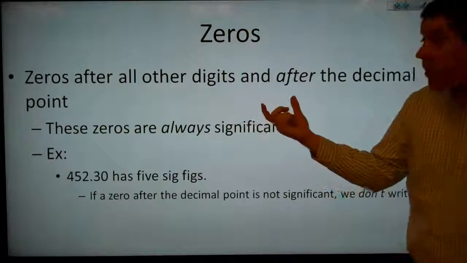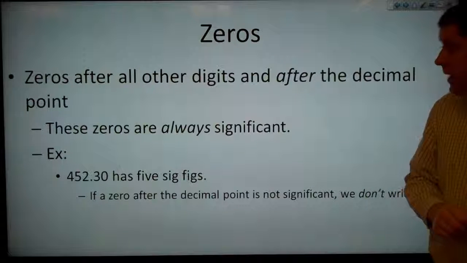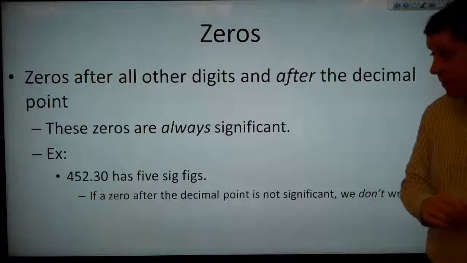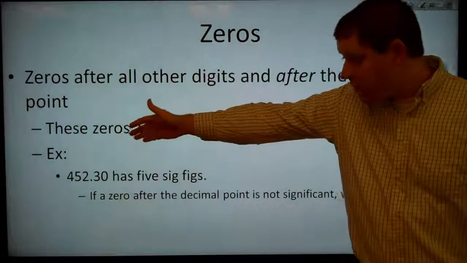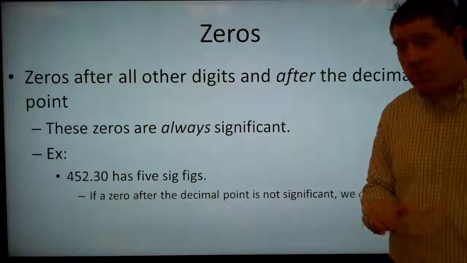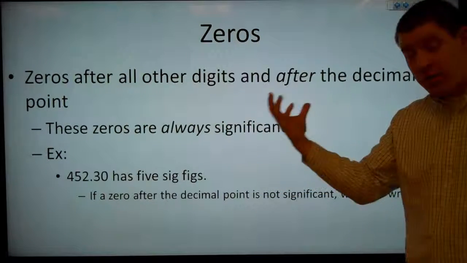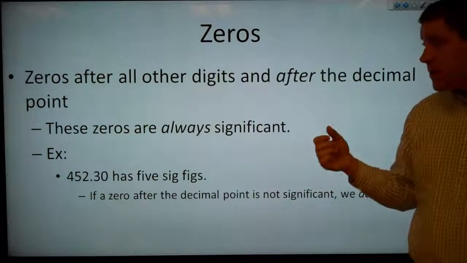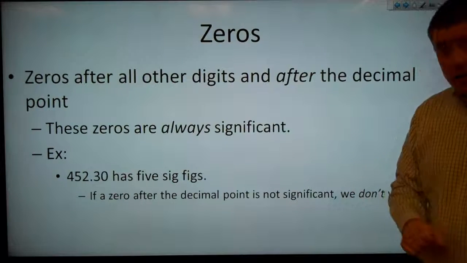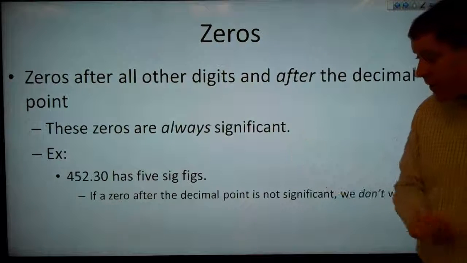Our third type of 0 is zeros after all other digits and after the decimal point. And these zeros are significant. So if we have 452.30, the 0 in there is significant because it's to the right of all of our non-zero digits, and it's to the right of the decimal point. So that one always counts. So we have 5 sig figs there.